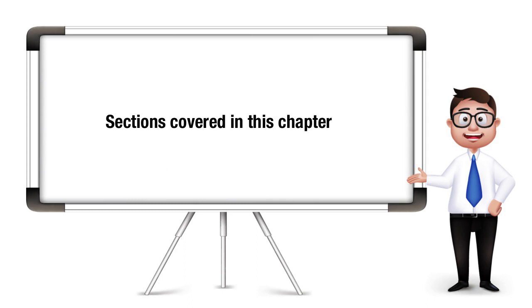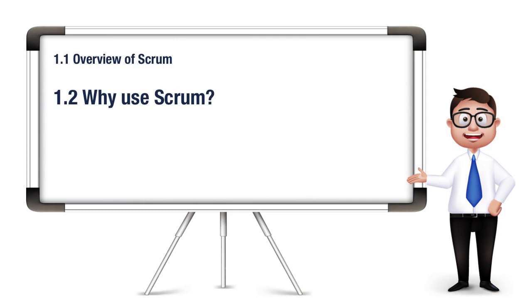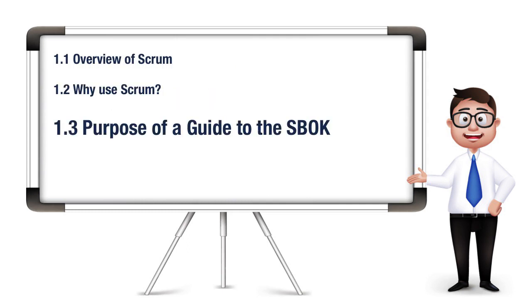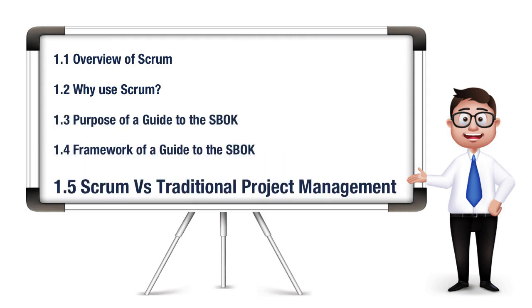The sections covered in this chapter are 1.1 Overview of Scrum, 1.2 Why Use Scrum, 1.3 Purpose of A Guide to the SBOK, 1.4 Framework of A Guide to the SBOK, and 1.5 Scrum versus Traditional Project Management. And that wraps up the introduction to the Scrum Body of Knowledge.